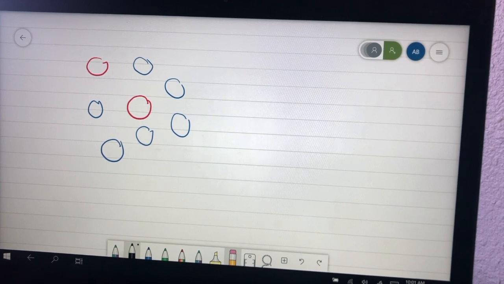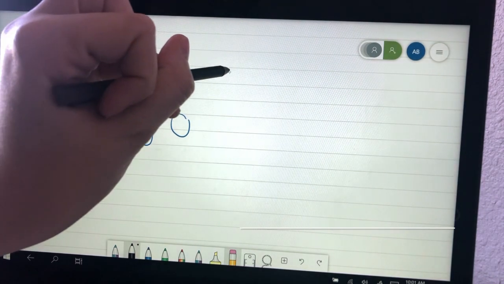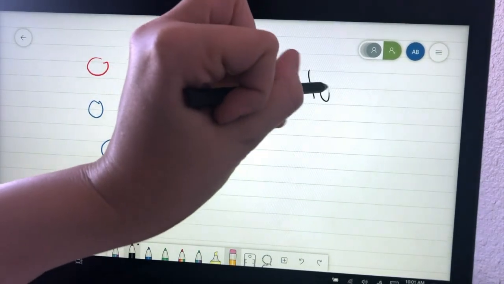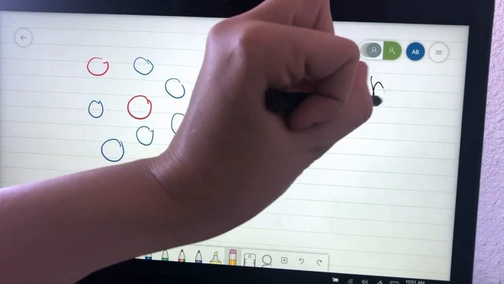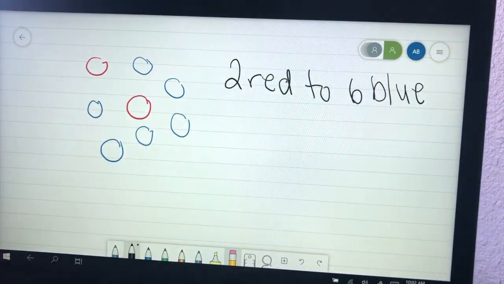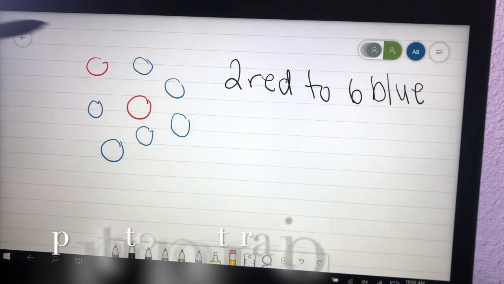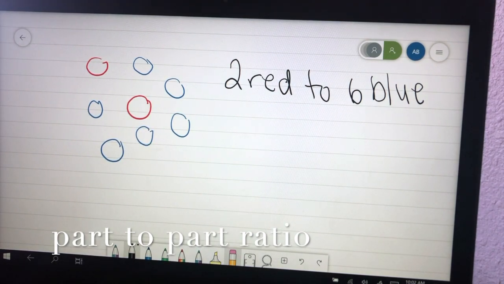If I want to do a part to part, that means I'm going to do my red to my blue. So how I would write it is 2 red to 6 blue. Because for every 2 red circles I have 6 blue.